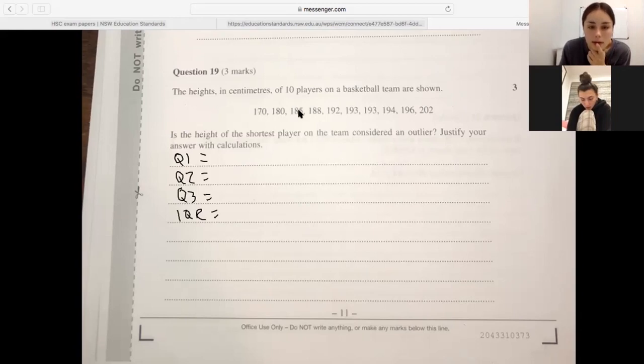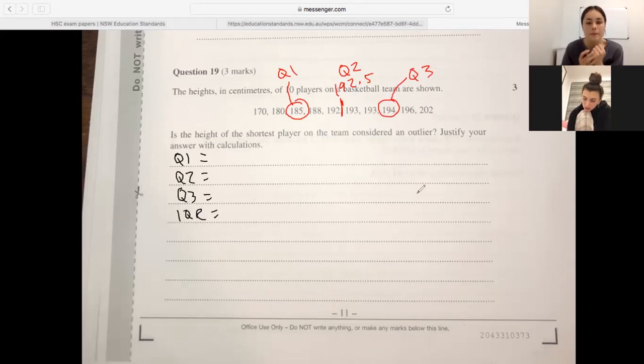1, 2, 3, 4, 5, 6, 7, 8, 9, 10. That's our range, right? 5. 1, 2, 3, 4. So it'd be 192.5 for Q2, then Q1, then Q3. Do you remember now? Yeah. Cool.